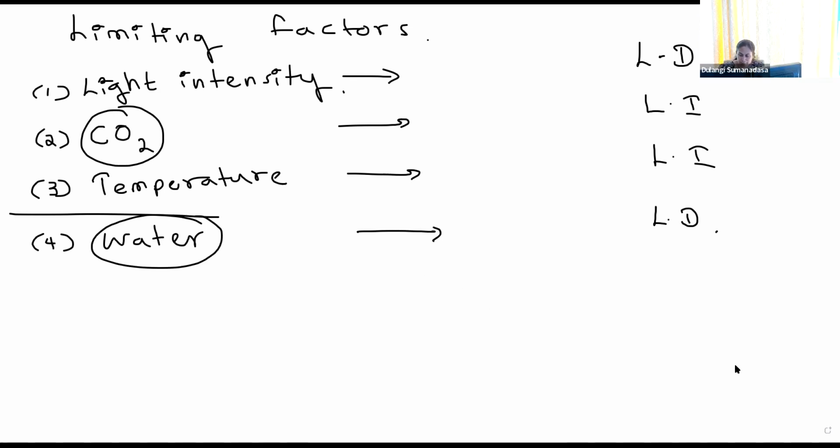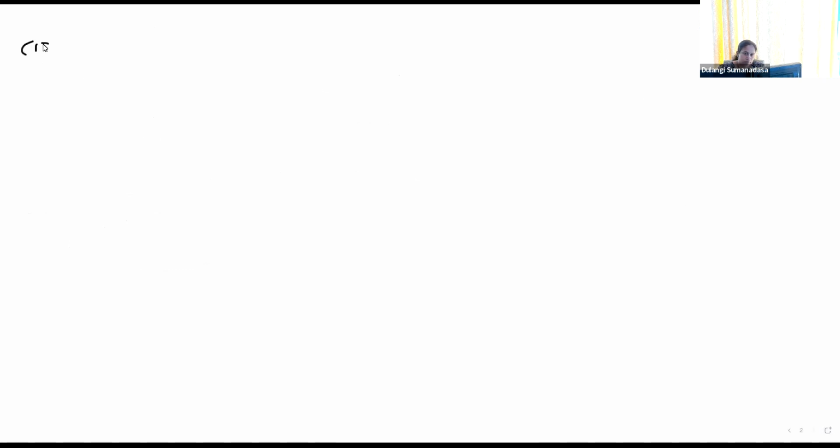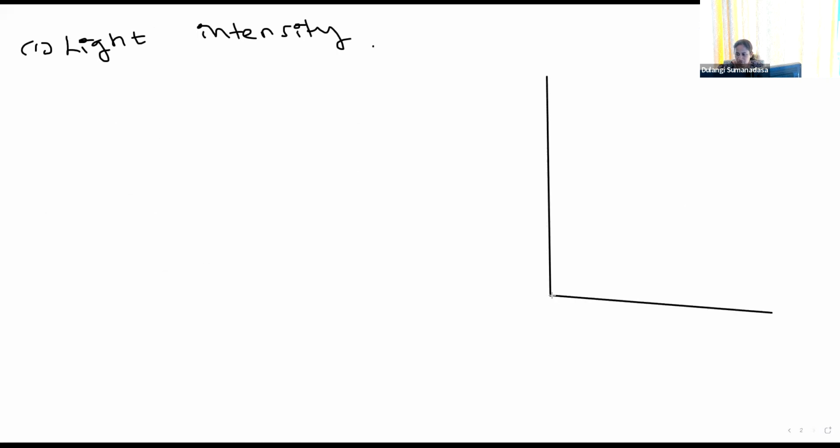Let's take the light intensity. Can you write down the reaction? The water is split using the energy, sunlight. And then you have to know what happened. The specific graph. Label the axes first. We are changing light intensity, so light intensity needs to be the independent variable, on the x-axis. If I change the light intensity, what happens to the rate of photosynthesis?